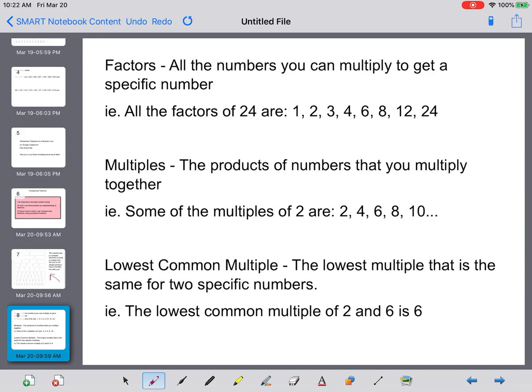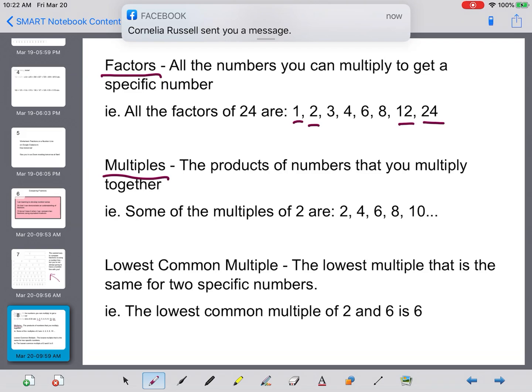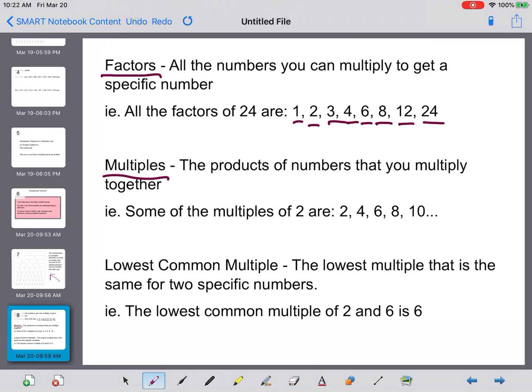You probably remember talking about factors and multiples when we were doing our multiplication unit. So this is just a little reminder. Factors are all of the numbers that you can multiply to get a specific number. So all of the factors of 24 are 1, 2, 3, 4, 6, 8, 12, and 24. Because you can do 1 times 24 equals 24, 2 times 12 equals 24, 3 times 8 is 24, and 4 times 6 is 24.